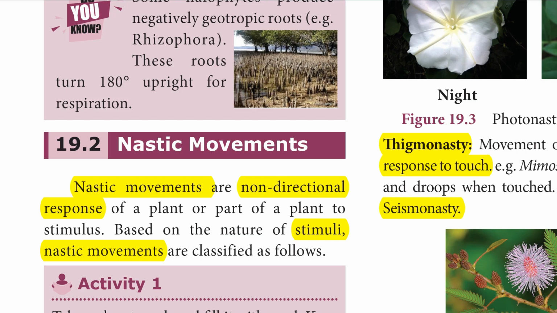The next movement is called nastic movement in plants. What are these nastic movements? They are non-directional movements of the plant or the parts of the plant in response to an external stimulus. Based on the nature of the stimuli, these nastic movements can be classified into photonasty, thigmonasty and thermonasty.